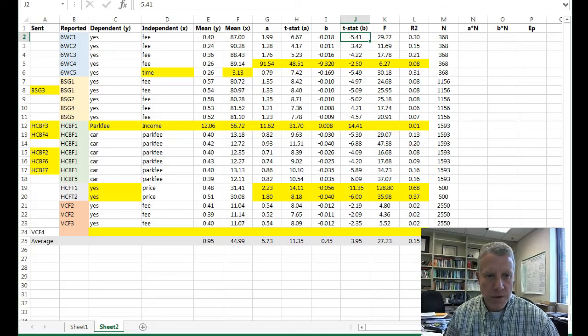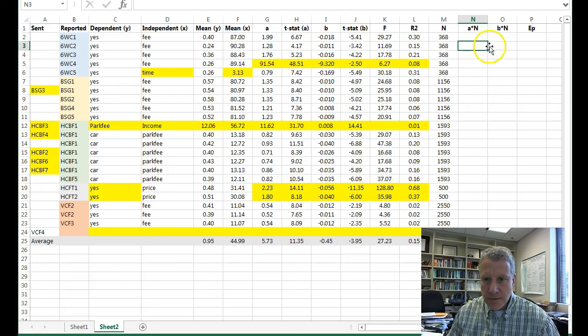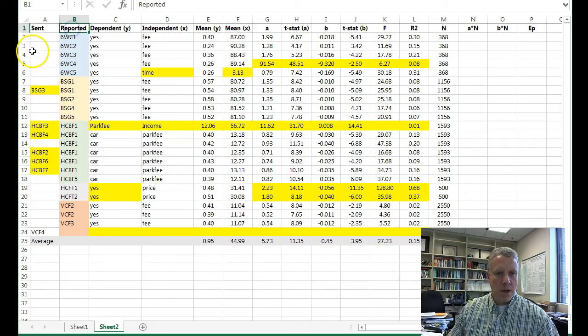Hey, so here's the results from the regression analysis. I've downloaded these numbers from SurveyMonkey and then sorted them and have been trying to figure out what's going on. First of all, these are sorted in terms of the different projects. This first column is the data that you've reported to me.